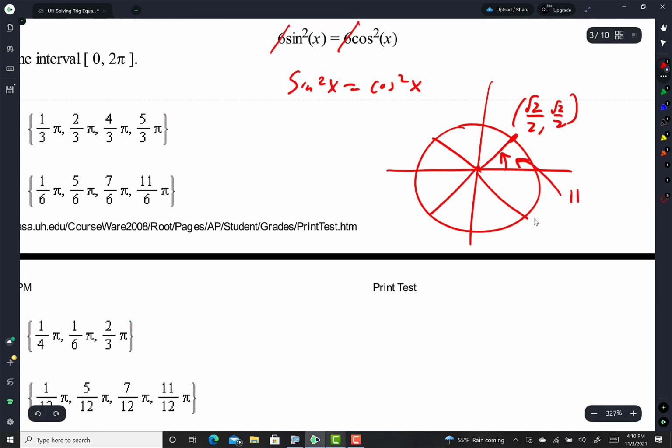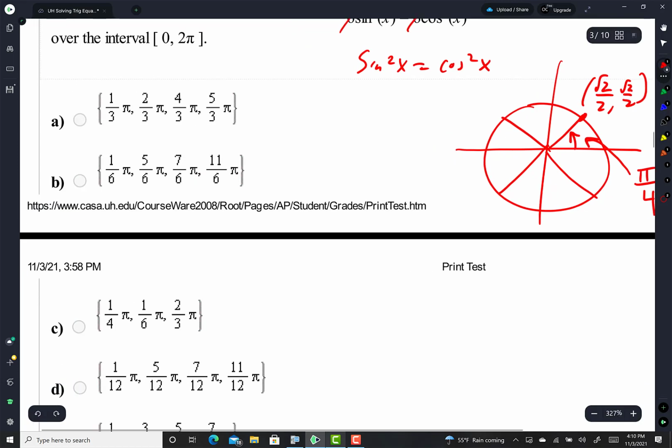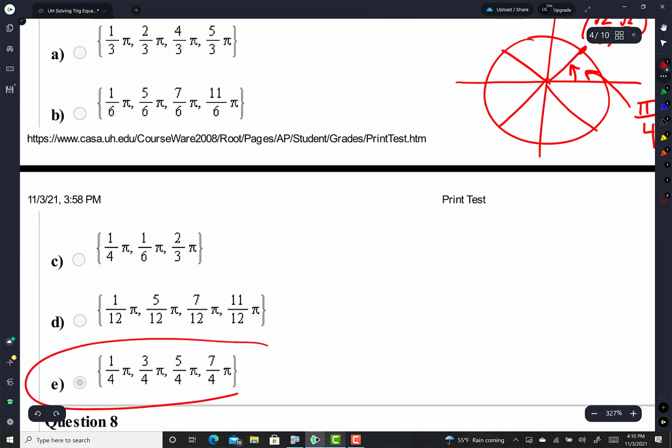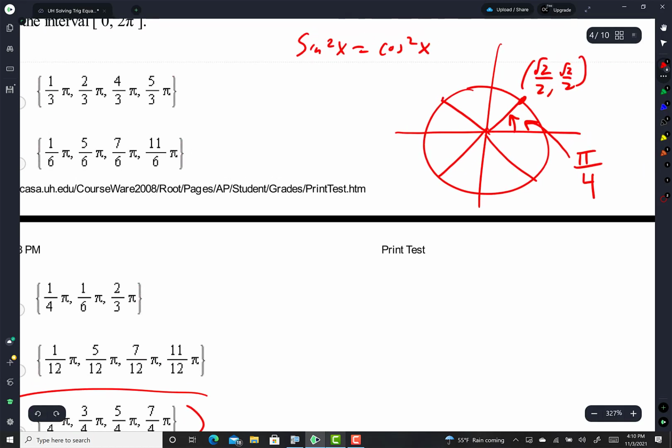Pi over what? 30. Oh, 45 degrees, sorry, which is pi over what? Yeah, pi over 4. So all the 1s over 4, guys. Do you see how we did it? All the 1s over 4, because at this coordinate here, negative square root of 2 over 2, square root of 2 over 2.